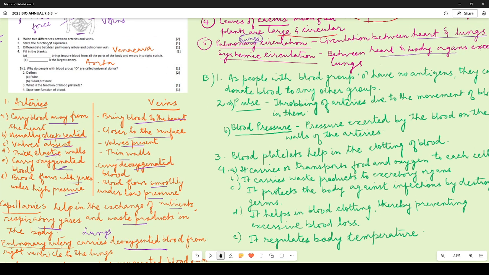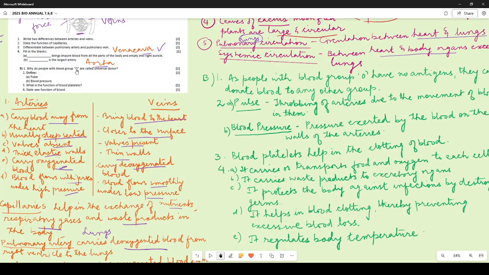Dash brings impure blood from all the parts of the body and empties into the right auricle, that is vena cava. So there are two vena cavas, superior and inferior, one from the lower part, one from the upper part of the body, but these major veins are called vena cava. Dash is the largest artery, we know that it is aorta.